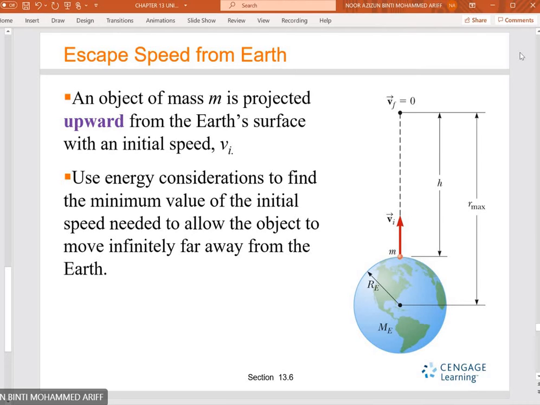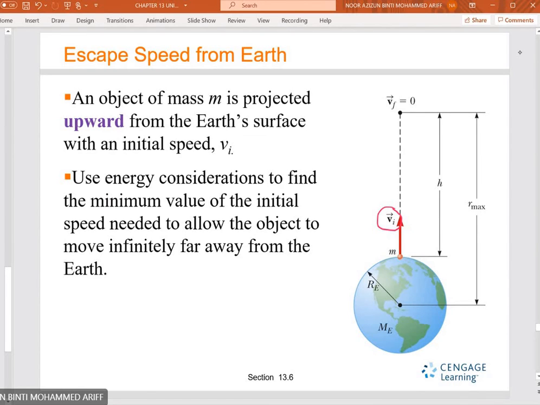Because this is the condition we call escape speed. Okay, so first, let's look at what the mechanism is. Basically, the object that is to be projected upward from the Earth's surface will move like this. So initially, it starts with a value of velocity here.